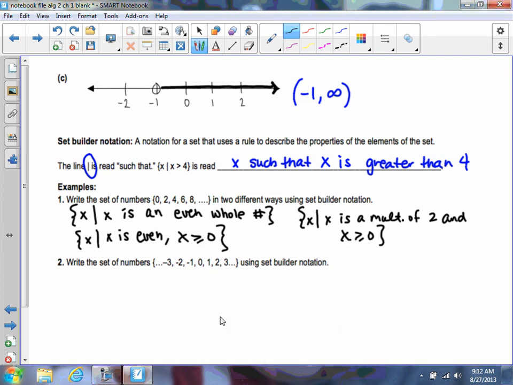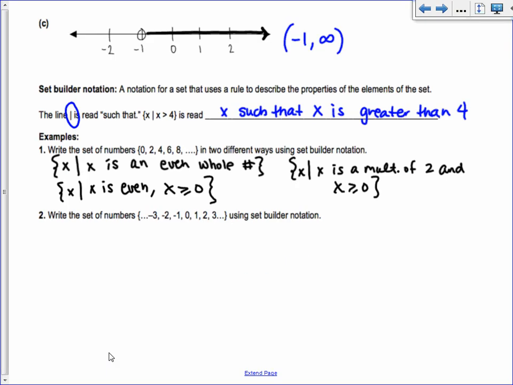All right, so the next one says write the set of numbers using set builder notation. Remember, the set builder notation is the x such that. When you look at these numbers, what numbers are these? Integers. So basically it's just saying you have a number where that number is an integer. So we're going to say x such that x is an integer. That's it. See how this notation can be pretty simple.